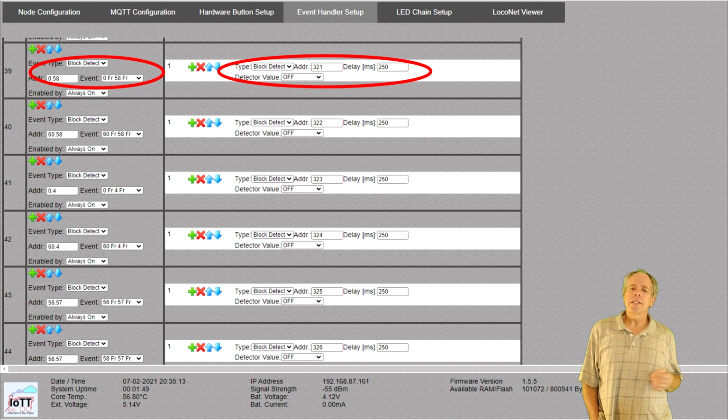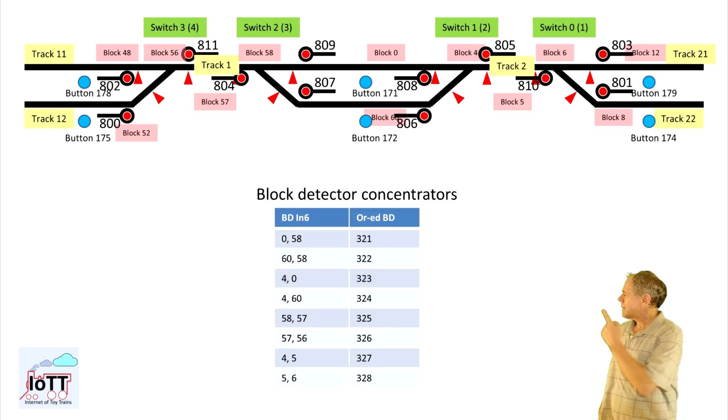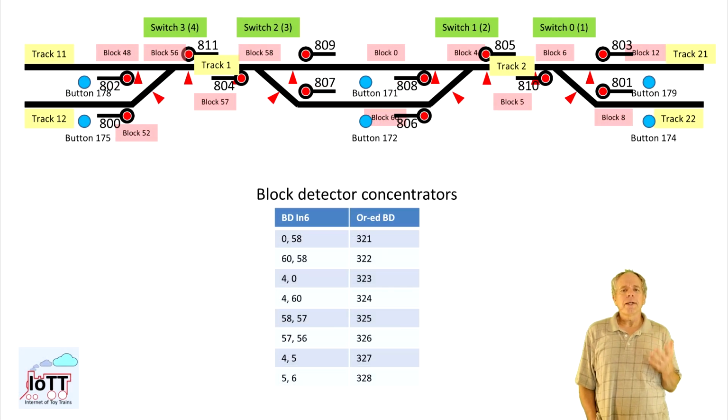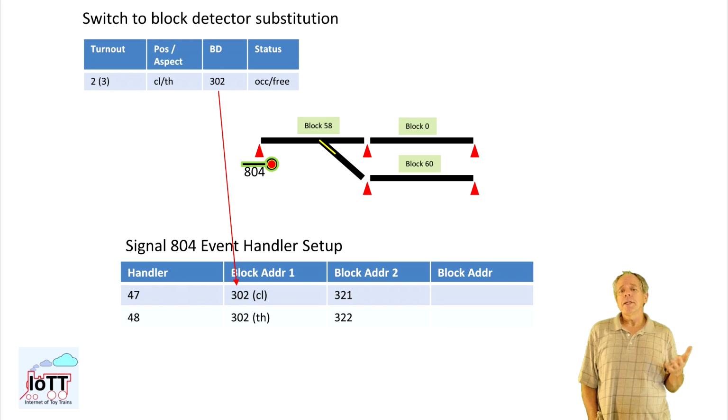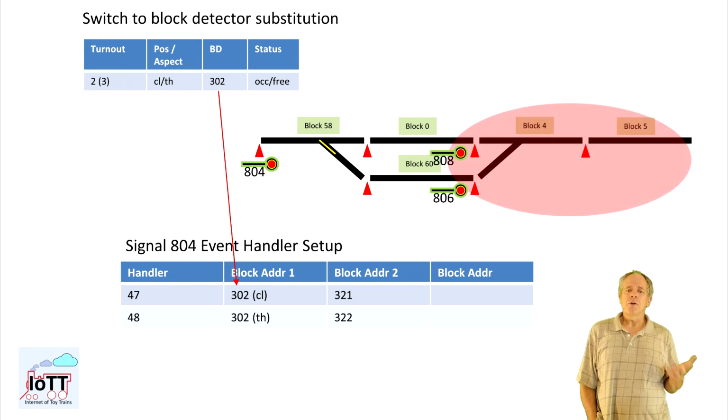There are several situations like that, and here is the table of all the concentrators I am adding to reduce the number of inputs. So with this I can set the second block address to be evaluated for signal 804 to 321 in case the turnout is closed, and 322 if it is thrown. Remains the problem of the status of the following block, which in itself is a combination of several variables.